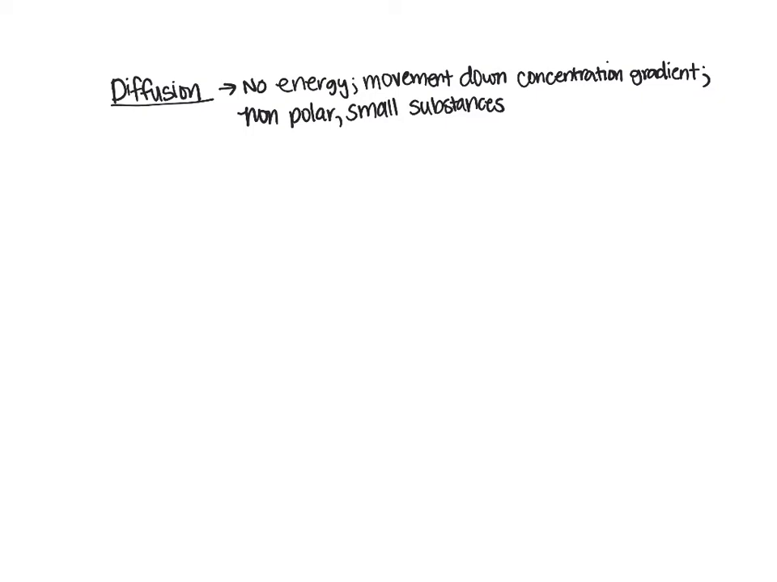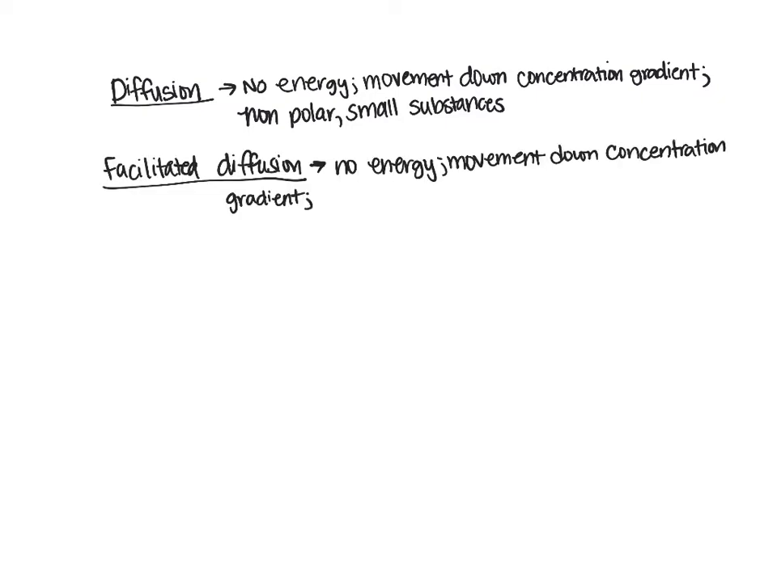For facilitated diffusion, substances are still not going to require energy, and the movement is going to be down the concentration gradient. The difference is now we need a protein of some type to allow the substances, which are going to be small and polar, to cross the membrane. This is the part that gave students quite a bit of trouble, determining whether or not something was polar.